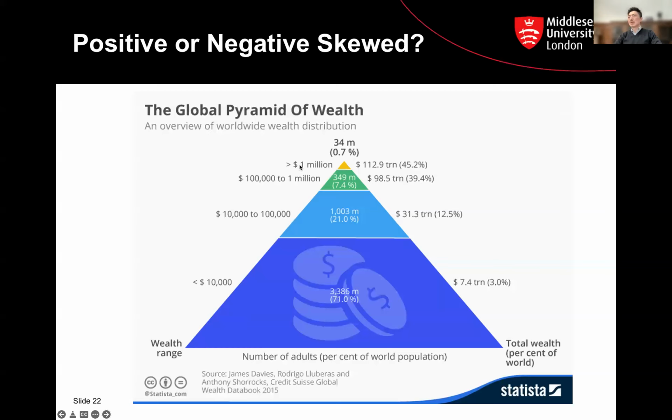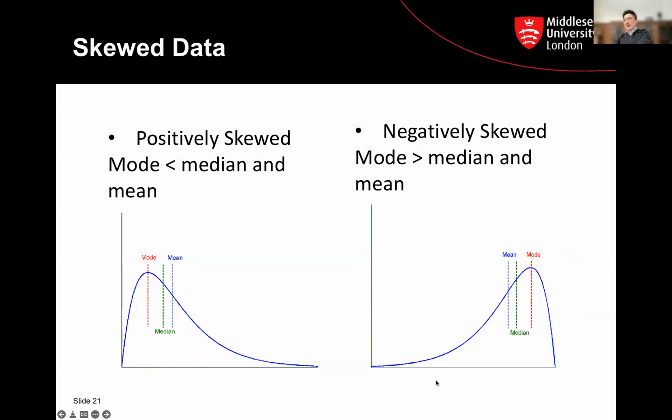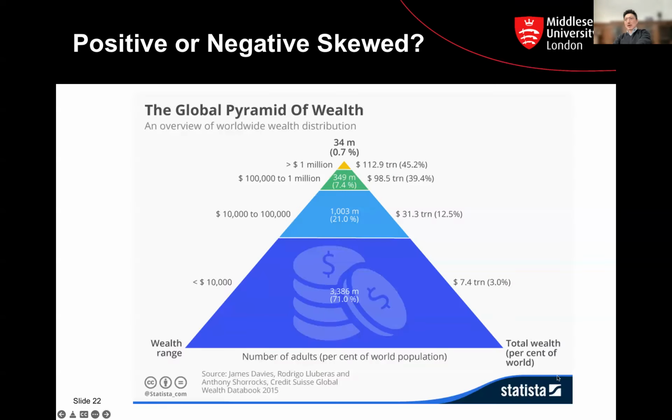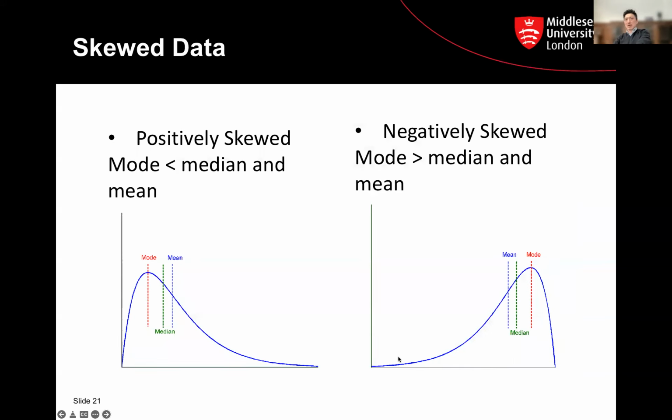Okay, and let's say you have the x-axis. If you look at this one, the x-axis is the wealth, how much money you have. So on this end, you have very little money. On the other end, you have lots of money. So this starts from less than 10,000, all the way to here, more than 1 million. And the y-axis will be the population, how many people are within that particular range.